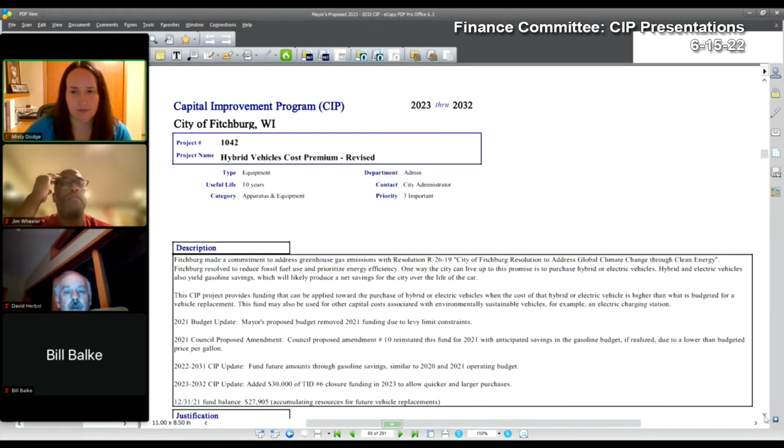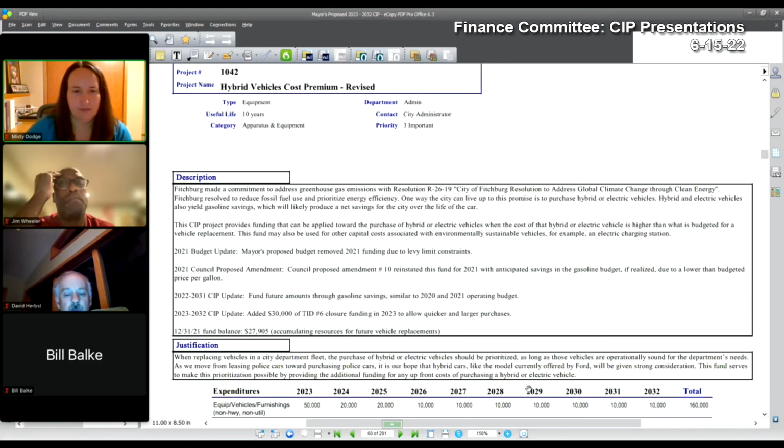1042, hybrid vehicle cost premium. This is the fund that allows us to potentially use any savings on gas costs, if I recall correctly, and potentially reallocate those for hybrid and or EV purchases. Misty, you want to cover what was revised on this one for me, please? Yep. So in the ARPA TID closure investment plan, council identified they wanted to add more money to this with that funding source. So $30,000 of the TID 6 closure funding was added in 2023, basically to allow larger purchases a little bit quicker. Thank you, Misty.